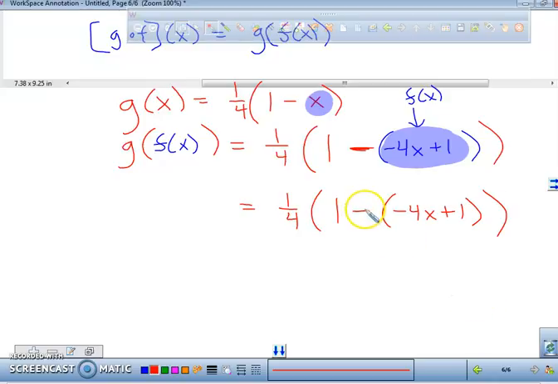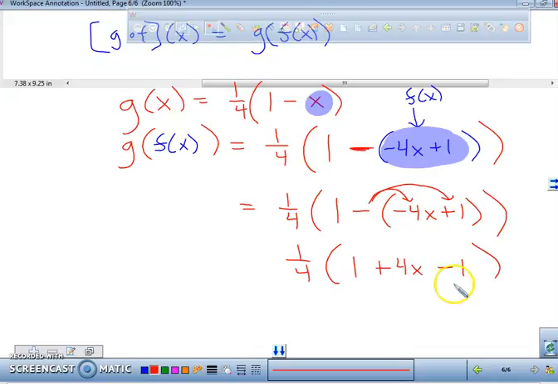You guys see this negative right here? I need to multiply that negative to this negative and this negative to that 1. So I have a 1/4. I have a 1. What's a negative times a negative? Positive. So I'm going to put plus 4x. What's a negative times a positive 1? That's going to make that a negative 1.